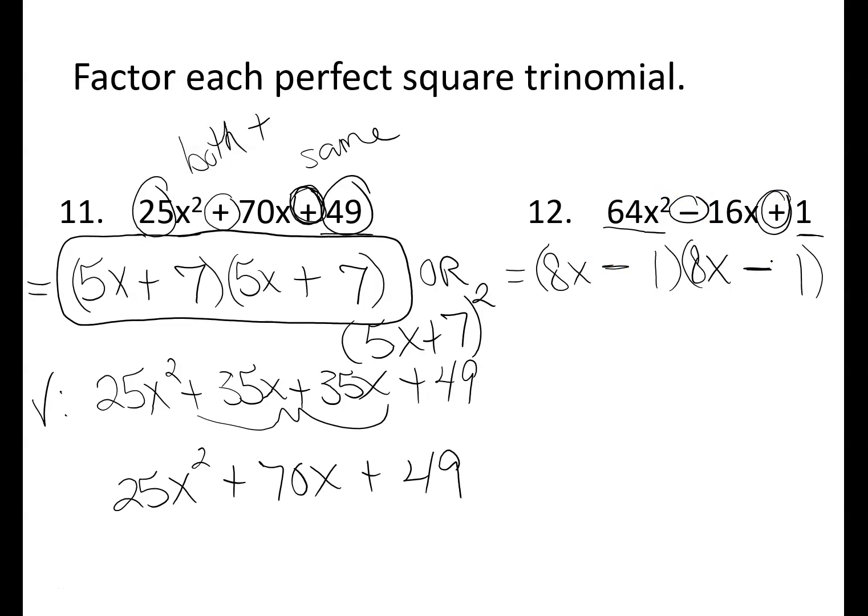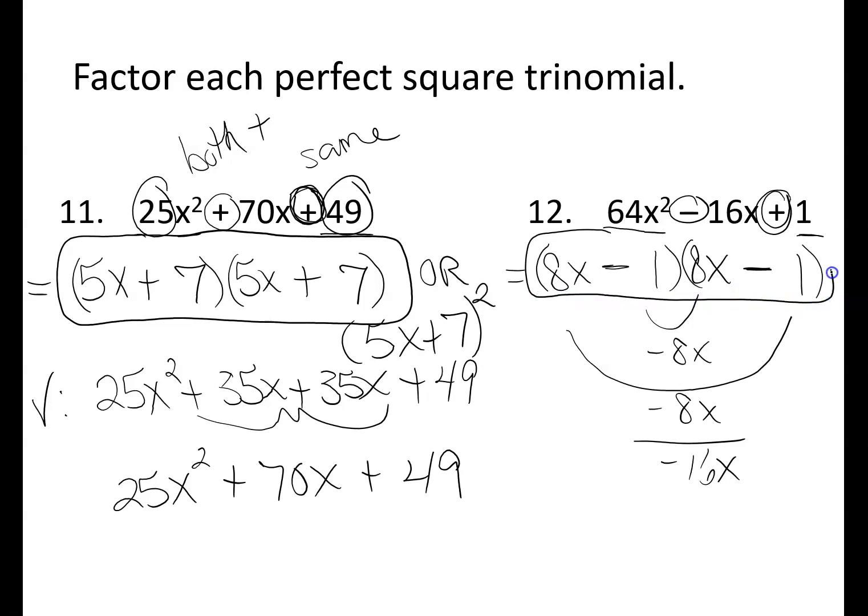And then we just need to check to make sure we're going to get that negative 16x in the middle. If we were to multiply the outside, it'd be negative 8x, and the inside would be negative 8x. Together, those would add to negative 16x, which is what we have in the middle. Therefore, it works.